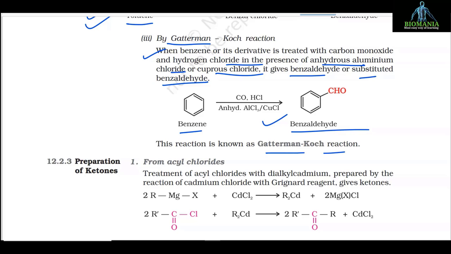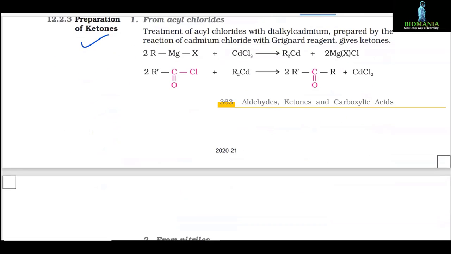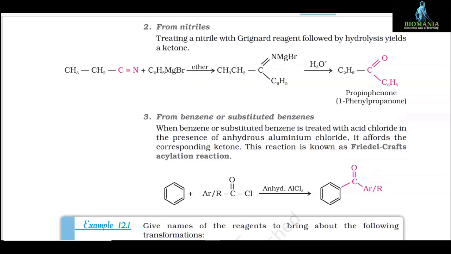Now 12.2.3, preparation of ketones from acyl chlorides. Treatment of acyl chlorides with dialkyl cadmium, prepared by the reaction of cadmium chloride with Grignard reagent, gives ketone. Here you can see the reaction. 2RMgX plus CdCl2 gives R2Cd plus 2MgXCl. And the next reaction is 2RCOCl plus R2Cd gives 2R-CO-R plus CdCl2.